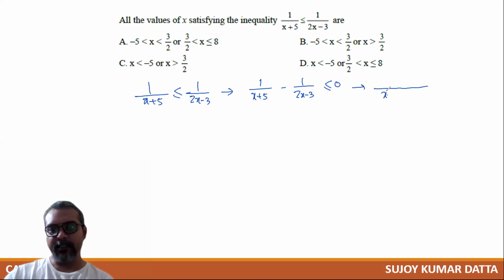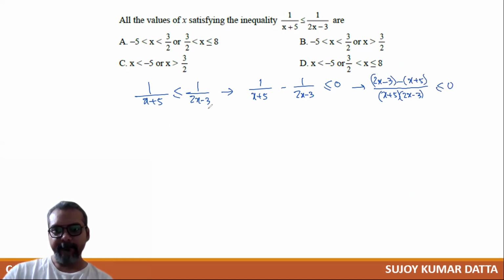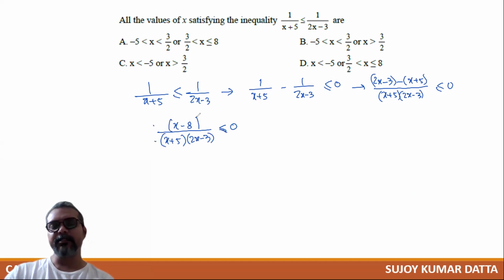So taking LCM, x plus 5 times 2x minus 3, 2x minus 3 minus x plus 5. So on top, you will have x minus 8 upon x plus 5 times 2x minus 3. Now observe something here. It's a ratio of two terms, okay? x minus 8 on top. In the denominator, we have x plus 5 times 2x minus 3.